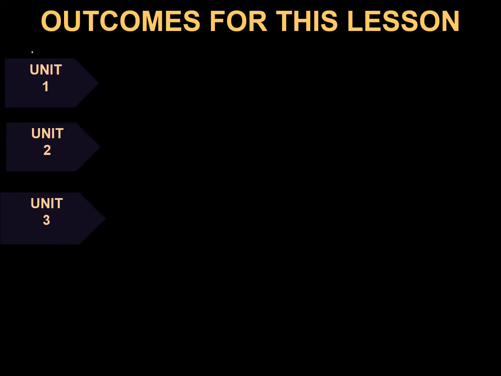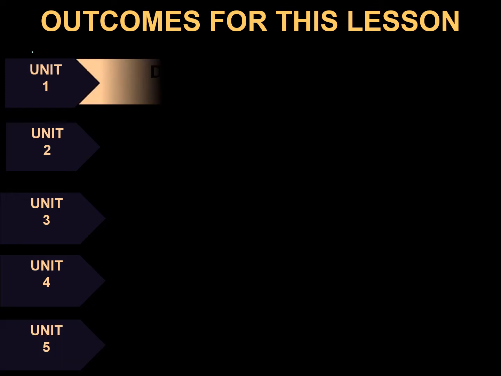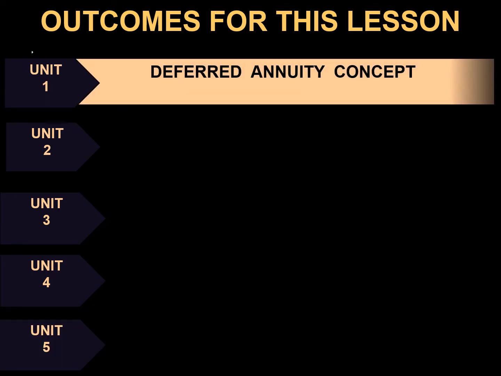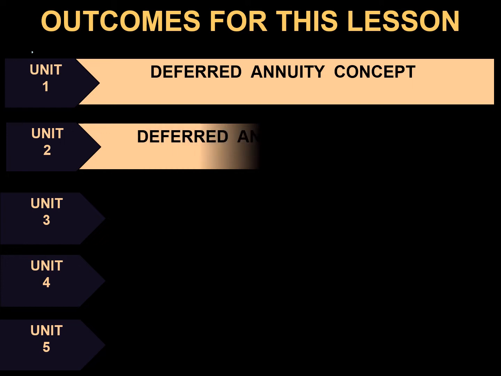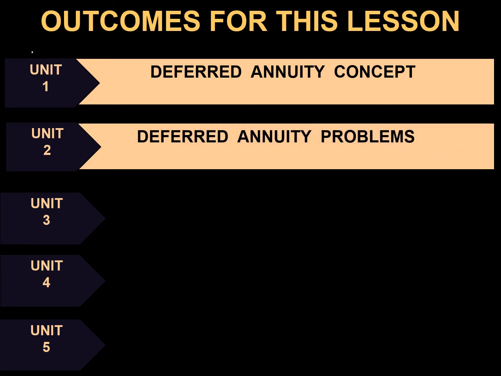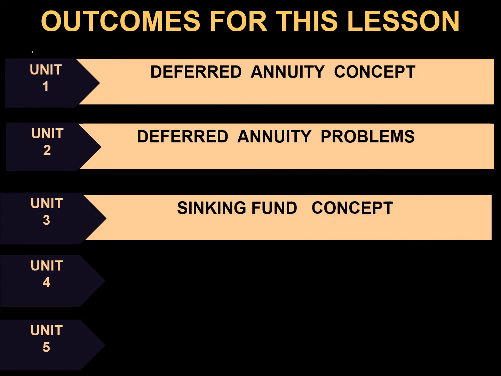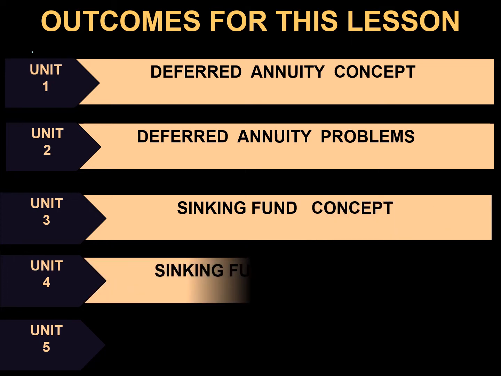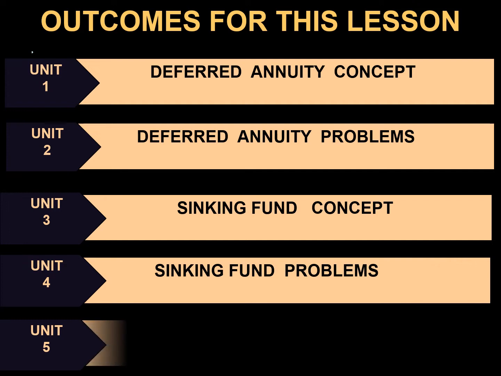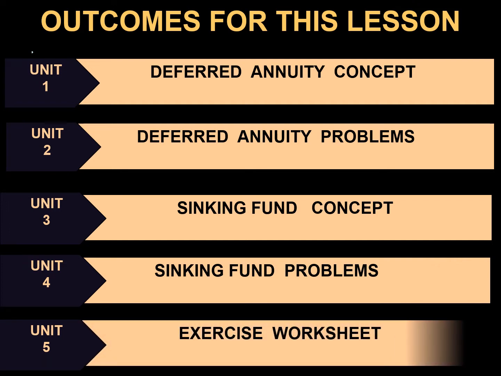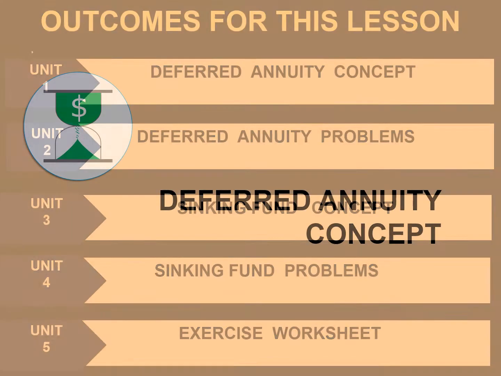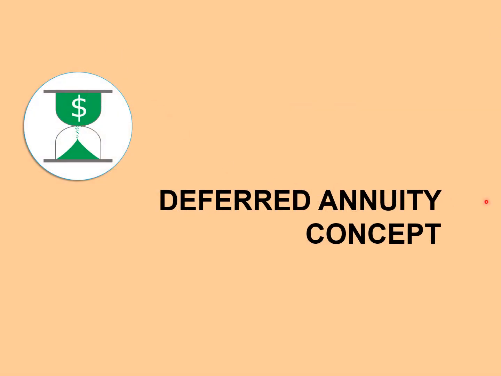Let's look at what we're going to do in this video. There are 5 units here. Firstly, we're going to look at the concept of a deferred annuity. Then we're going to do some examples or problems on deferred annuities. And then we're going to look at the concept of a sinking fund, and then some examples on sinking funds. And then, as usual in all my videos, we have an exercise worksheet. Let's start. Let's look at the deferred annuity concept.